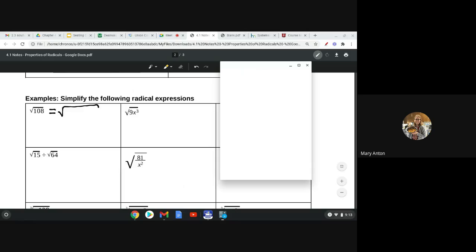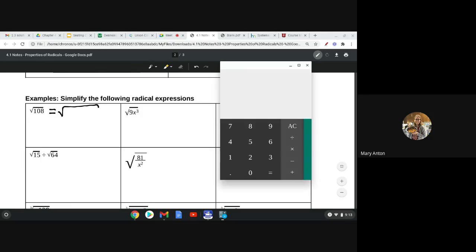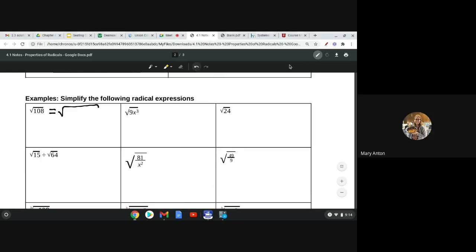All right, y'all. Think about your perfect squares. We have 1, 4, 9. Is 108 divisible by any of those numbers? 9. What's 108 divided by 9, class? 12? Yeah. Is there any higher number? Which one am I missing? Oh my goodness. All right, y'all. So let's do 9 and 12, okay? That's okay. We'll do it this way.